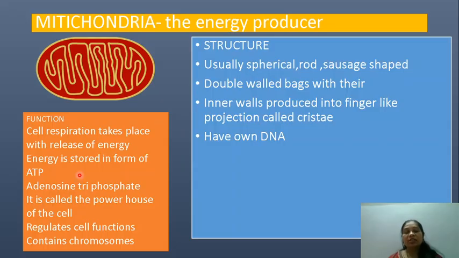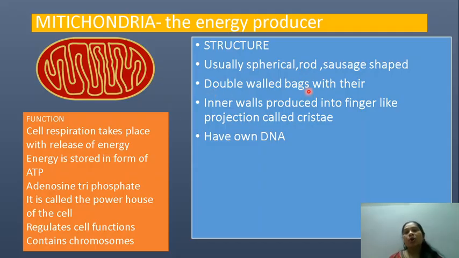Now we shall move on to the second part, that is the mitochondria. Now the mitochondria is also known as the energy producer of the cell. Now what is the structure? You can see it's drawn over here. It looks like this. You can see it is sausage shaped, you can call it. Sometimes it is even spherical. Spherical means round shaped, or it can be rod shaped like this, or it can be sausage shaped.